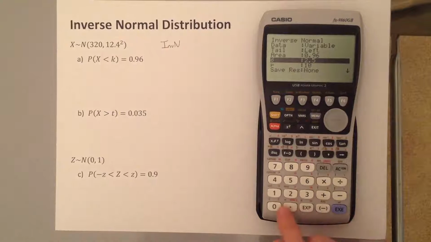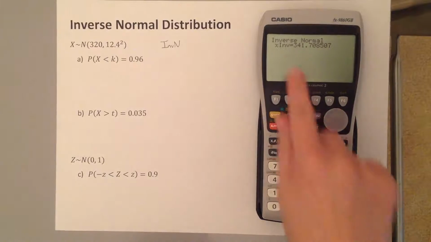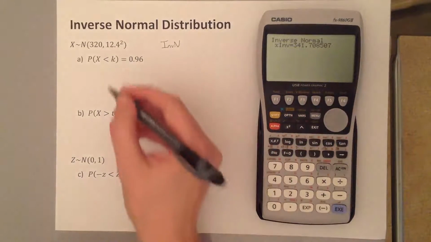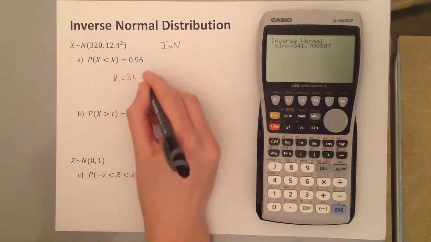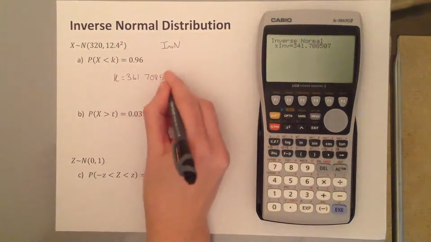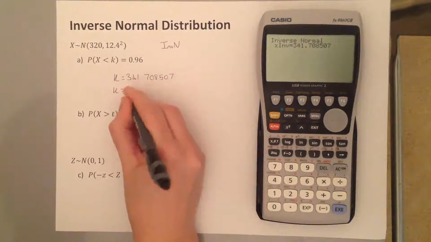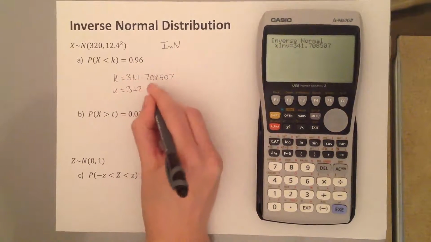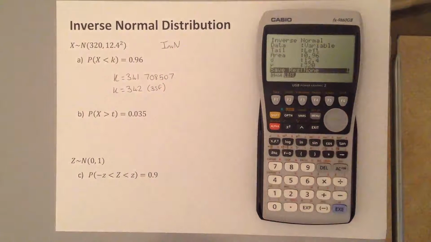The standard deviation is 12.4 and the mean is 320. So once I've typed all this in, I need to press execute, and it should come up and tell me that the inverse value, so the value of k, is equal to 341.708507. Most questions require you to give it to three sig figs, so this would be 342 to three significant figures. Now if I press exit, I can go back to the original screen.